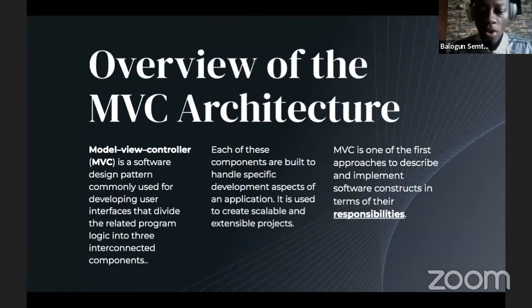The way they work is that we want to split the application we are building into aspects, and we want each of these components, the model, the view, and the controller, to handle unique aspects, and then they all interact in the end. And this architecture has improved over time. There has been some historical development to it. However, it is one of the first approaches used to describe and implement software constructs in terms of their responsibility, like I mentioned earlier. So we have different aspects, the model, the view, and the controller, and all of these have different responsibilities with regards to any web application that we are building.